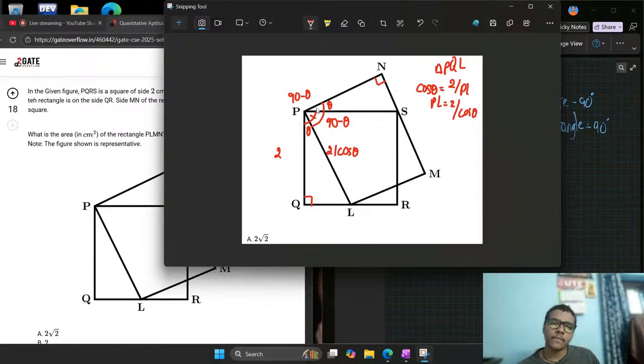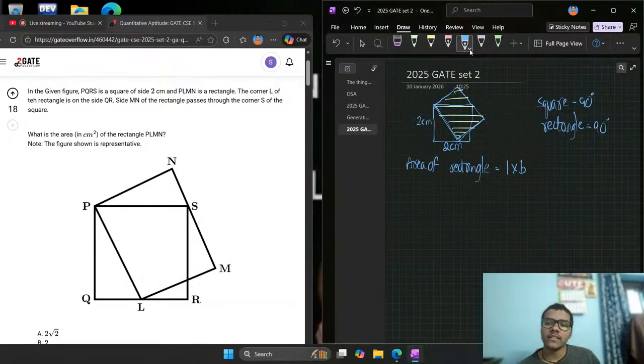You know the length of this one, right? You know the length of this one. And you just need the length of this one. Cos theta is equal to adjacent by hypotenuse, absolutely. That is PN by, what is the hypotenuse? 2. So, PN is equal to 2 cos theta. PL into PN is the area that you need. So 2 by cos theta times 2 cos theta. Cos theta is going to cancel out and that is 4. You got the answer. Congratulations.